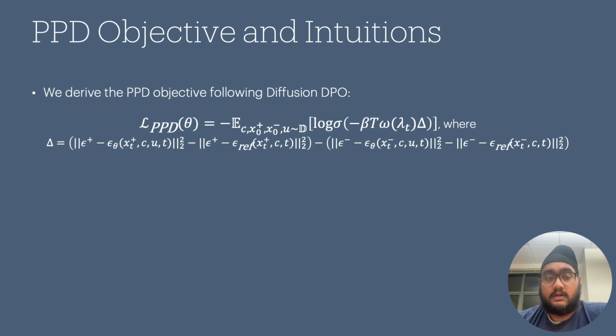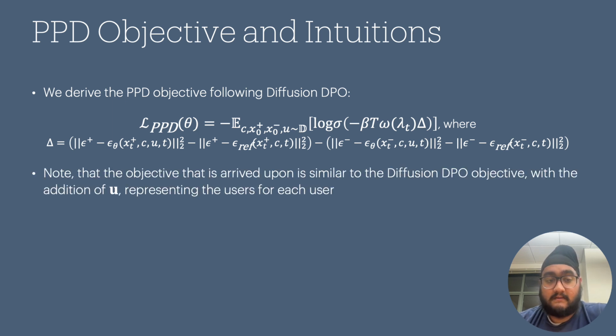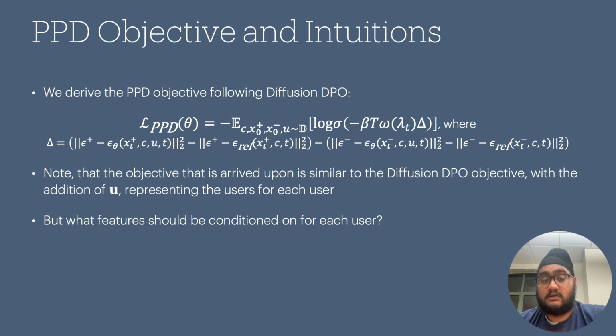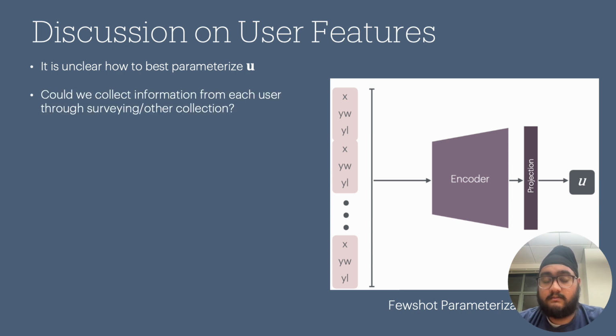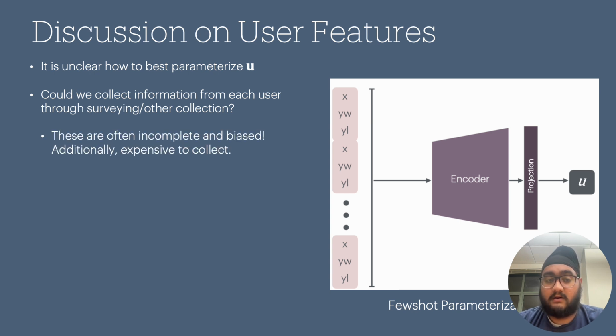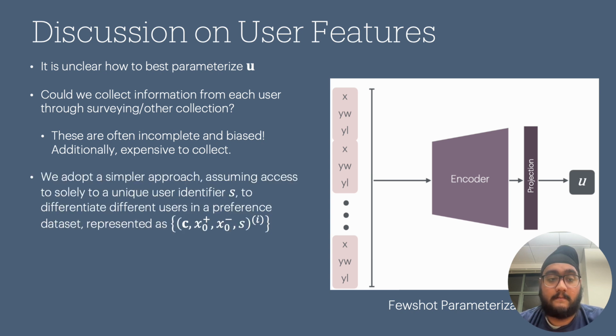Following diffusion DPO, we can derive the following objective for PPD. Note that the objective that is arrived upon is similar to the diffusion DPO objective, with the addition of U representing user features for each user. But what features should be conditioned on? It is unclear how to best parameterize the user features U. One approach that can be taken is to collect information from each user through surveying or other collection. However, these are very incomplete and biased, and also additionally expensive to collect.